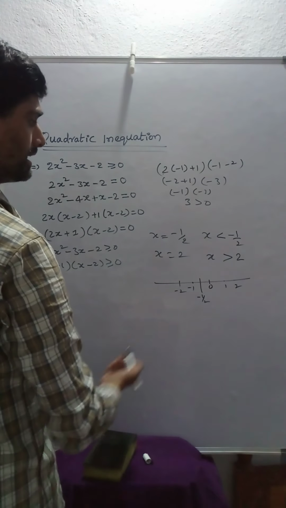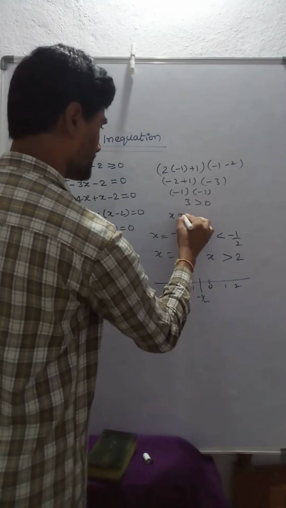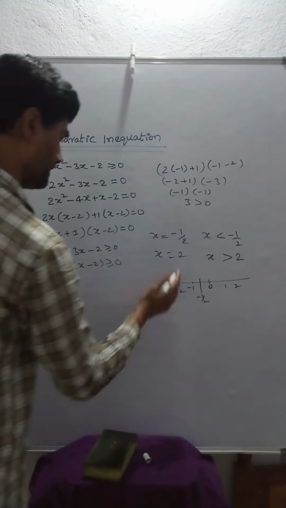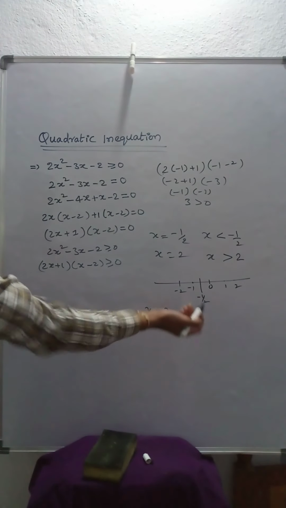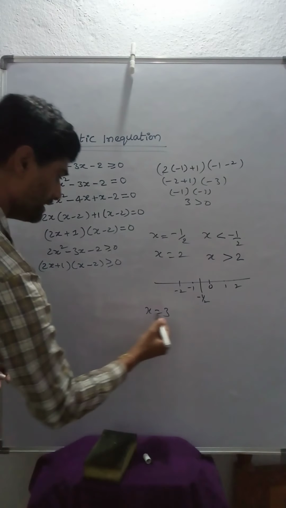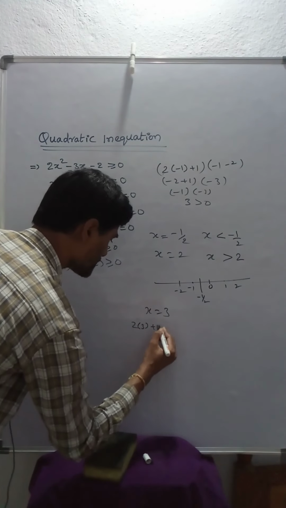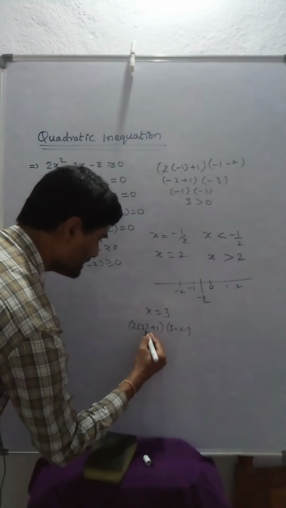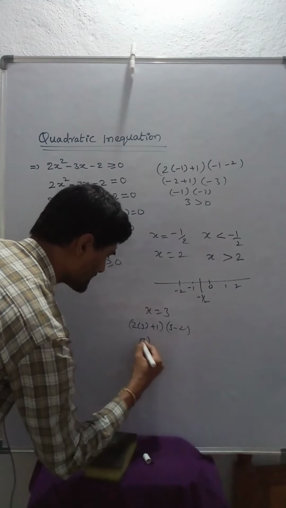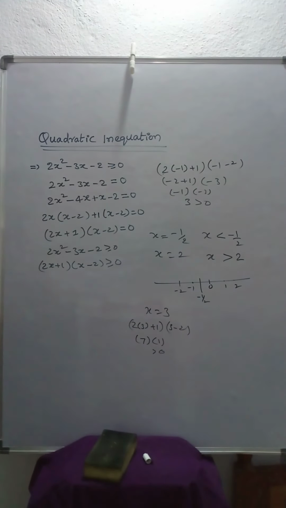Go for the second one. x greater than 2 means I will take x equals 3. We simplify here: 2 into 3 plus 1, into 3 minus 2. 2 threes are 6, plus 1, that is 7, into 1, that is 7, which is greater than 0. It is satisfying like this.